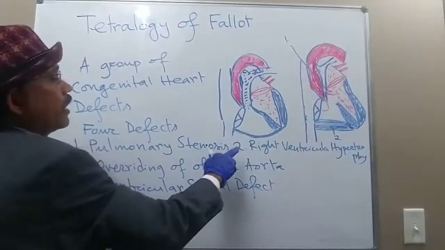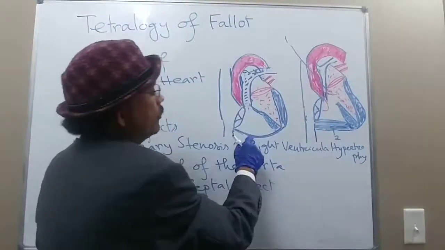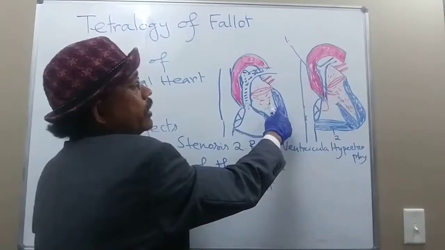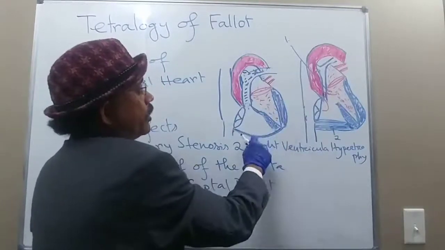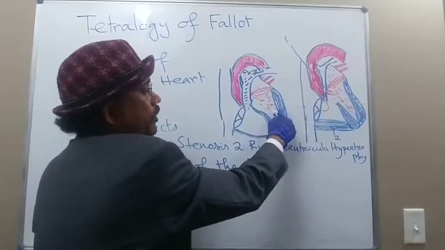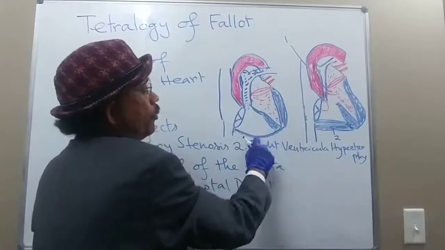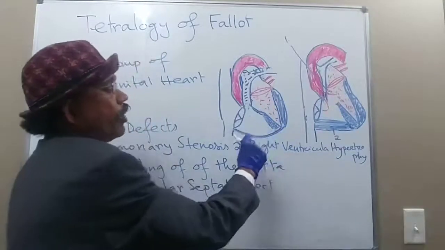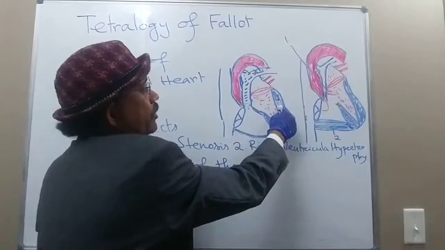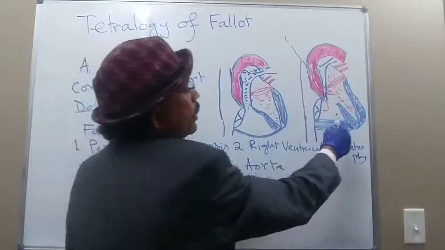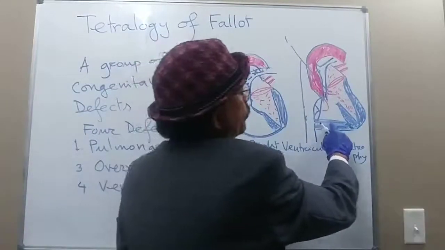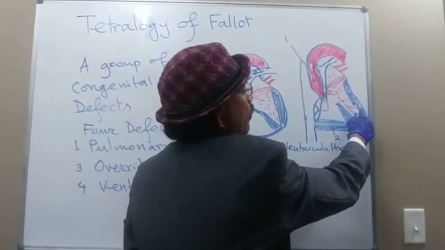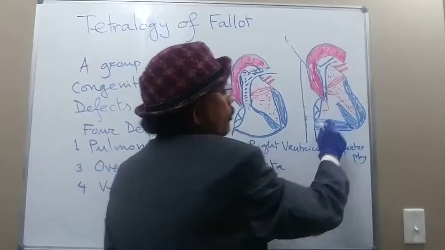Then right ventricular hypertrophy. This is the right ventricular wall. It should be around 1/3 the thickness of the left ventricle. If the left is 3 centimeters, the right should be 1 centimeter. The ratio of the wall thickness is 3:1. Here the right ventricular wall is as thick as the left ventricular wall. The myocardium is hypertrophied.